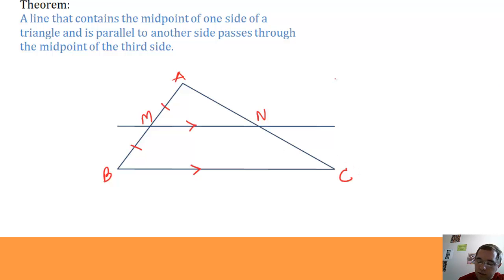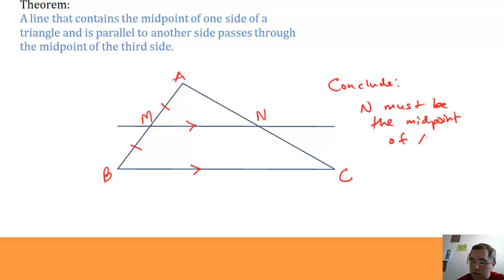So what we would conclude by this theorem is N must be the midpoint of AC. In other words, AN must be congruent to NC, because that line went through the midpoint of AB and was parallel to BC, so it's got to be that it goes to the midpoint of the third side, AC.